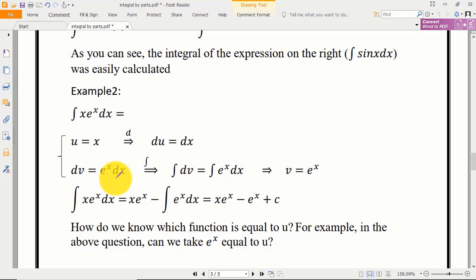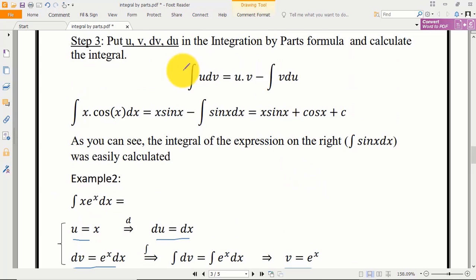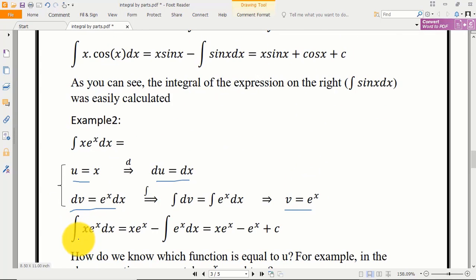The integral of dv would be v, and the integral of e to x dx would be e to x. Now we got what we needed: u, du, dv, and also v. By plugging them into the formula, we'll have the whole answer.